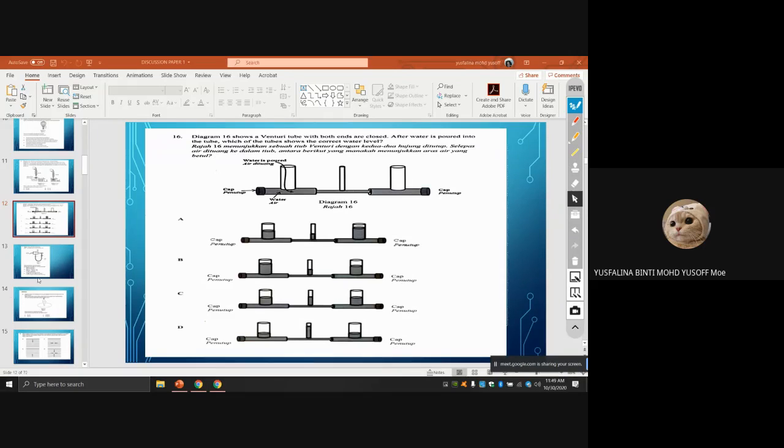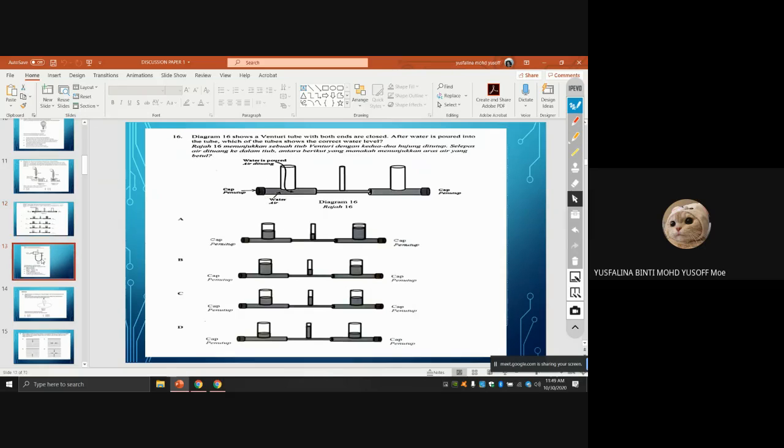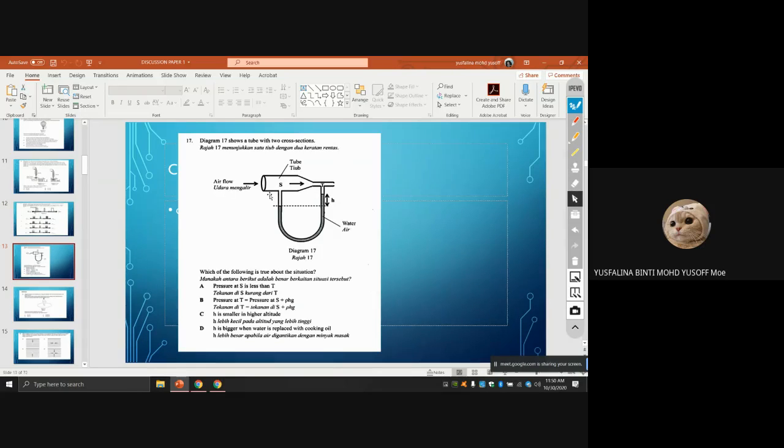Next question. Diagram 17 shows a tube with a cross section. Which of the following is true about the situation? This is like the earlier question, but for this one the air is flowing, so there must be a velocity here. At S, the velocity is low and the pressure is high. At T, the velocity is high and the pressure is low.